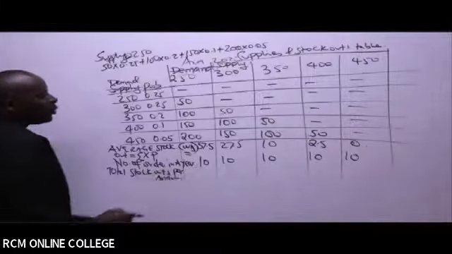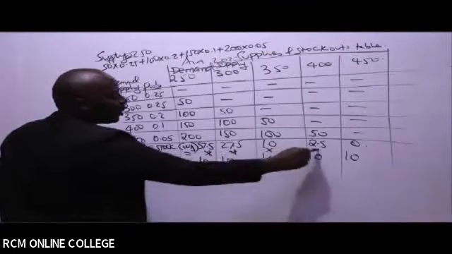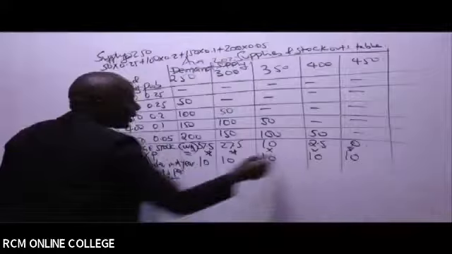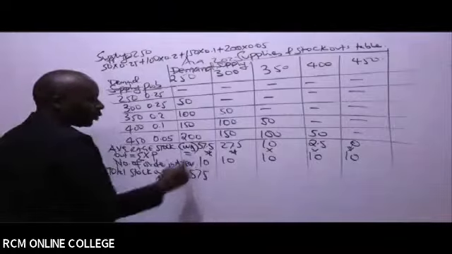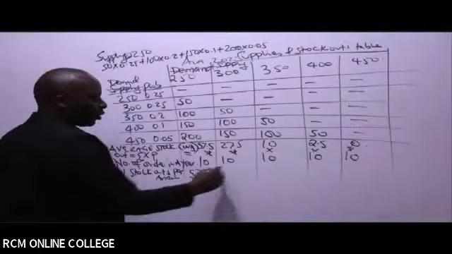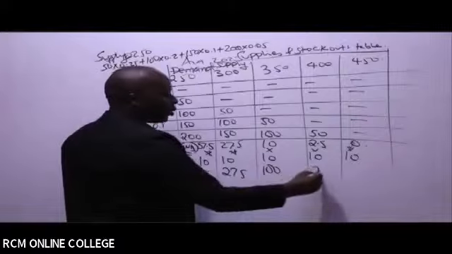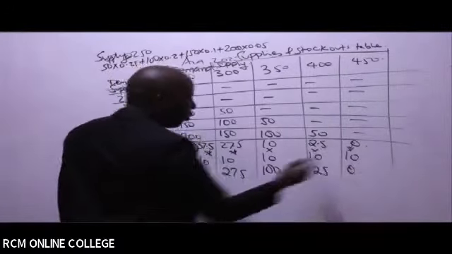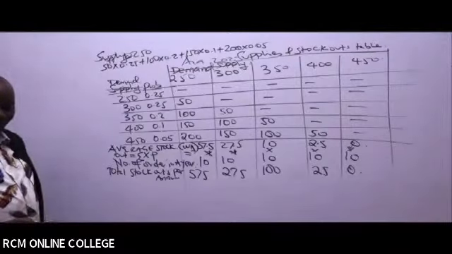Total stock out per annum, what do we do? You take these two numbers and multiply them, and that will be it. So this will be 575, this will be 275, this will be 100, this will be 25, this will be 0, this will be 0, this will be 0.